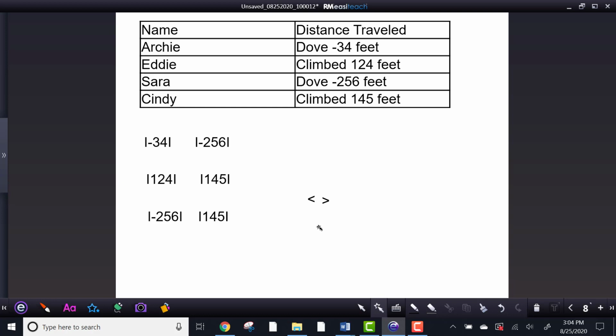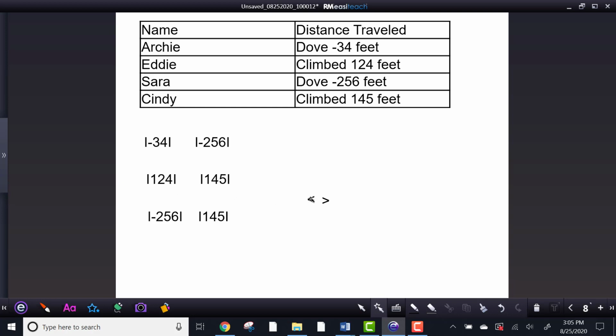Now let's say we are comparing the amount of distance Eddie traveled compared to the amount of distance Cindy traveled. So we can see Eddie traveled 124 feet, Cindy 145 feet. We know that the absolute value of 145 is greater than 124, so we could say the absolute value of 124 is less than the absolute value of 145.